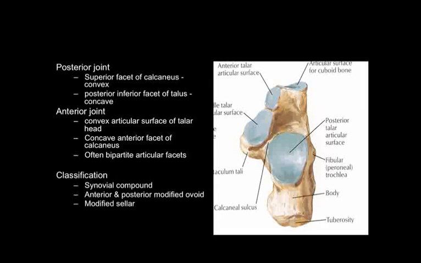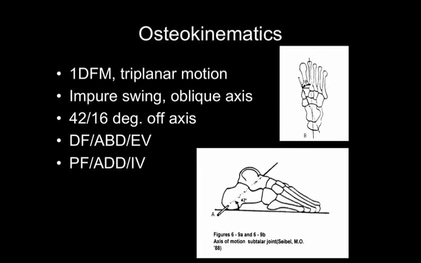We classify this subtalar joint as being a synovial compound joint. Each of the 2 joint surfaces, anterior and posterior, are modified ovoid joints, but together function as a modified sellar joint. So osteokinematically, we have 1 degree of freedom of motion, but because of the axis of the subtalar joint, it'll be termed in 3 planes.